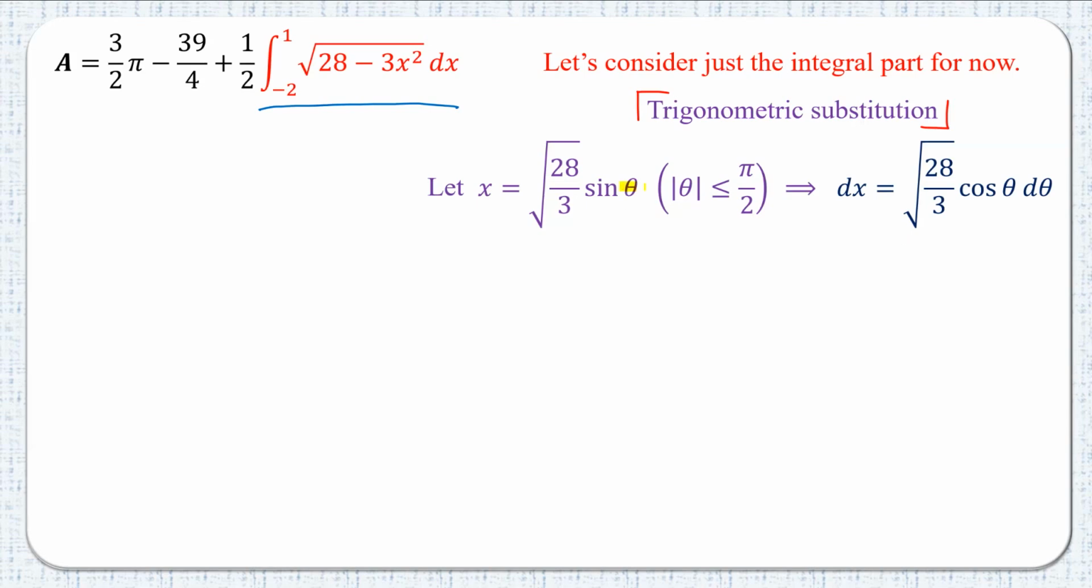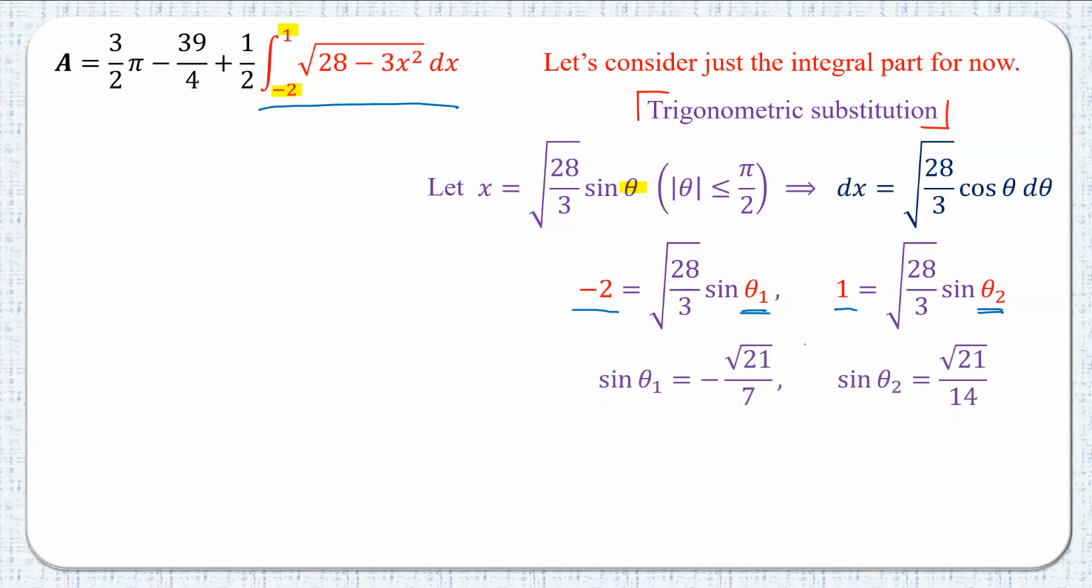Next, we need corresponding theta values for two endpoints of the interval of integration, -2 and 1. In this slide, let's say that theta 1 is the value of theta satisfying -2 equals square root of 28 over 3 sine theta 1, and theta 2 is the value of theta satisfying 1 equals square root of 28 over 3 sine theta 2.